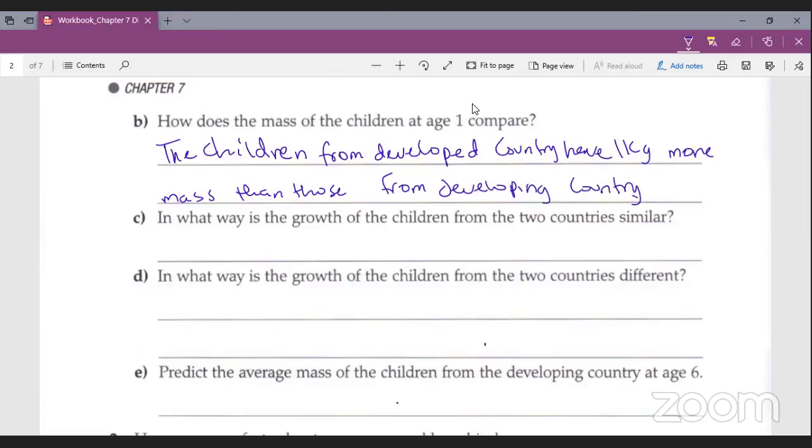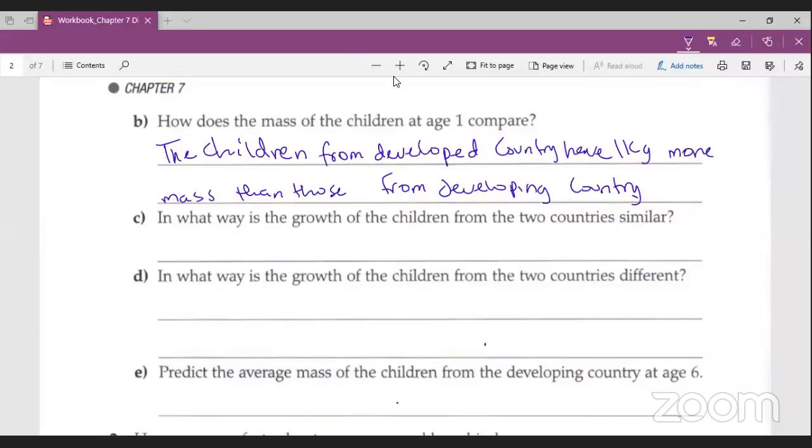All right, number C says, in which way is the growth of the children from the 2 countries similar? If you know what the answer is, type your answer on the chat. In which way is the growth of the children from the 2 countries similar?